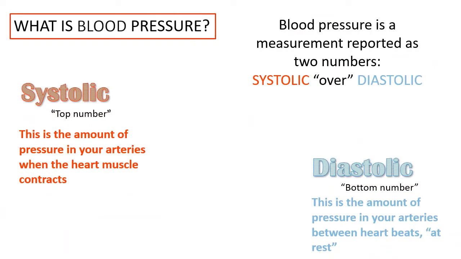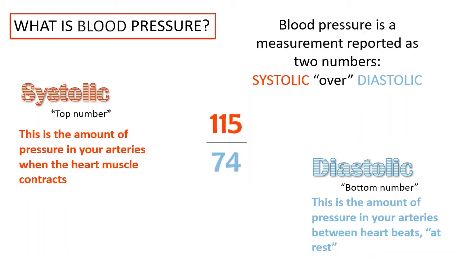So what is blood pressure? What exactly does it tell you? Blood pressure is a measurement which is reported as two numbers, systolic over diastolic. The top number, known as systolic blood pressure, is the amount of pressure in your arteries when the heart muscle contracts, or how much force is needed to pump blood to the rest of the body. The bottom number, known as diastolic blood pressure, tells you the amount of pressure in your arteries between beats when the heart is resting. The systolic number is higher than the diastolic number because greater pressure is needed during the work phase than during the rest phase.